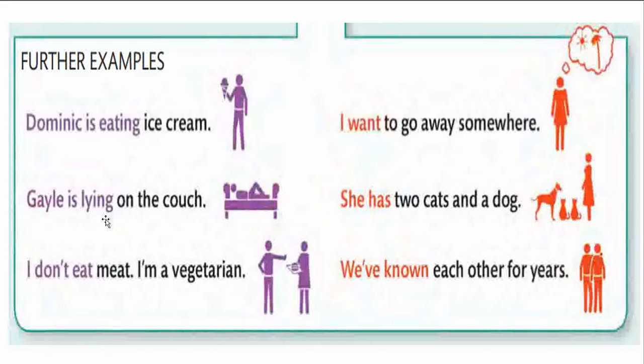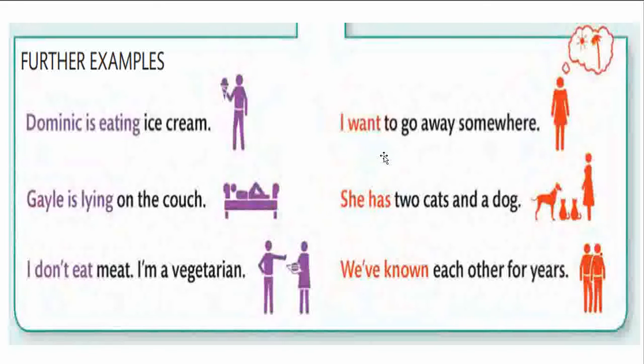Gail is lying on the couch. Is lying, or lie, is an action word. So over here we know that lying is an action word. This is a negative connotation. I don't eat meat. I'm a vegetarian. Over here, eat is showing some action, so it is an action word.